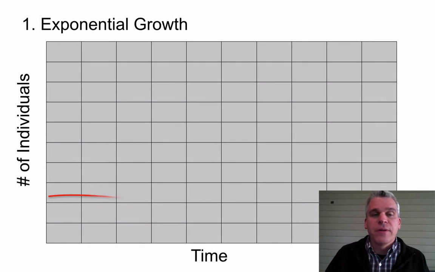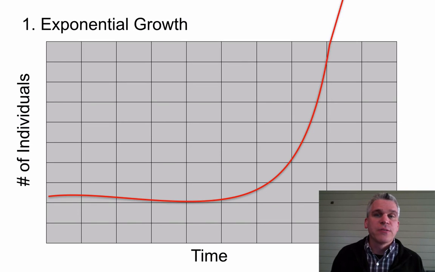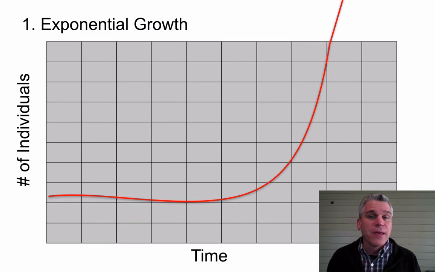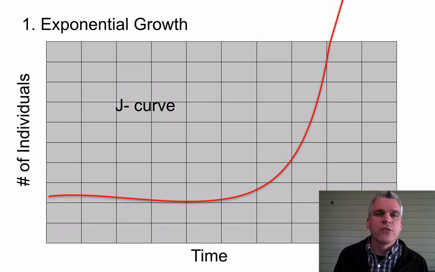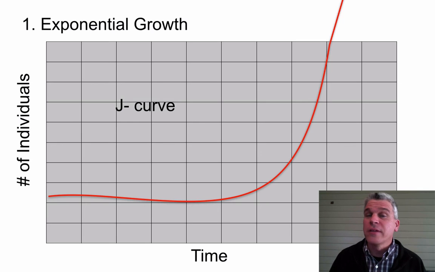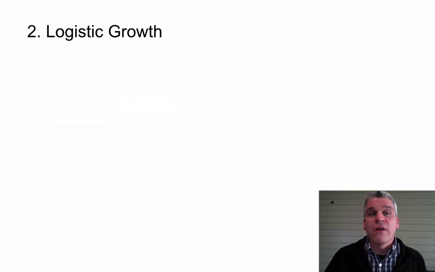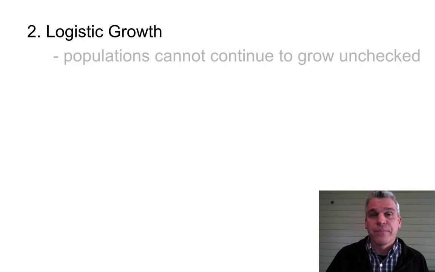Over time, we can see that the population may tend to remain the same, but eventually it just goes up almost straight up on this graph. In fact, it's going off our screen right here. This is what's known as a J-curve graph. Now this can certainly happen if there are plenty of resources available. We have plenty of space and food and water, but the reality is that populations can't simply continue to grow exponentially like this.